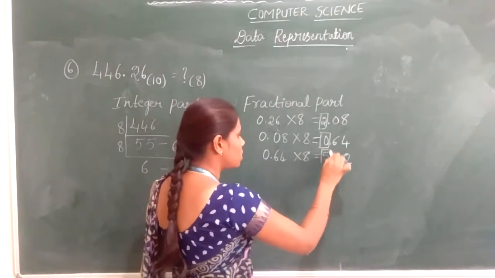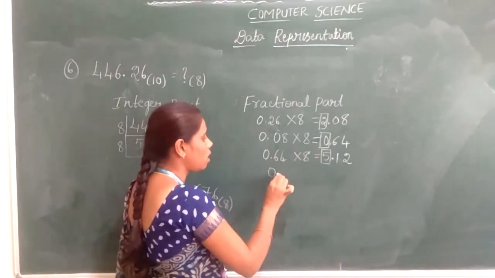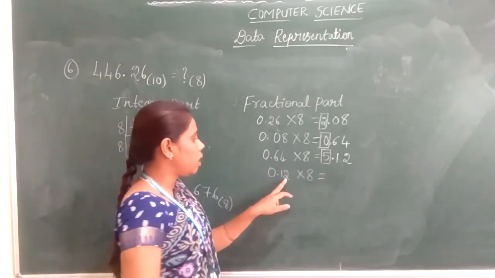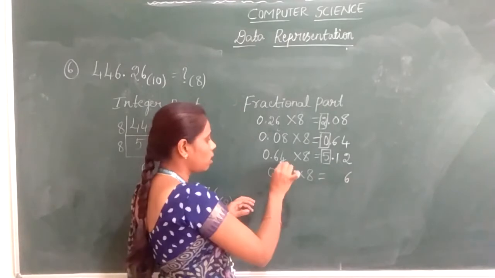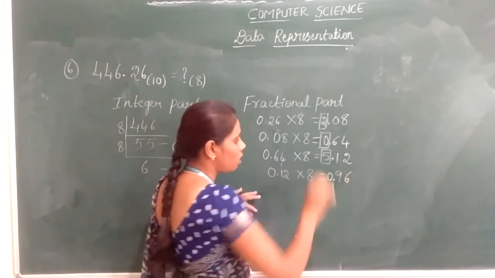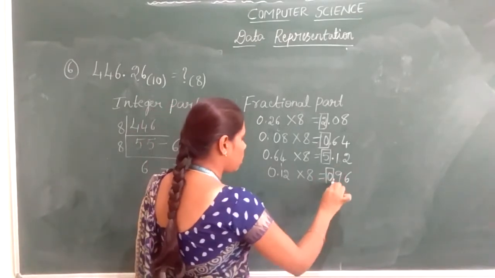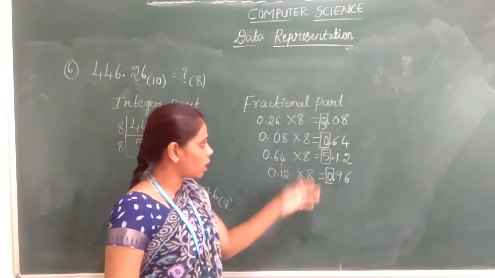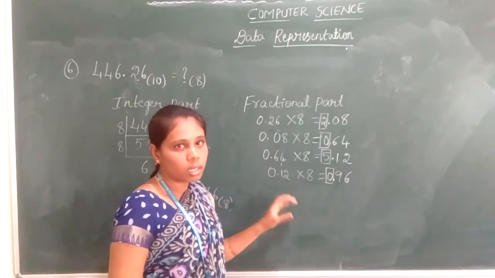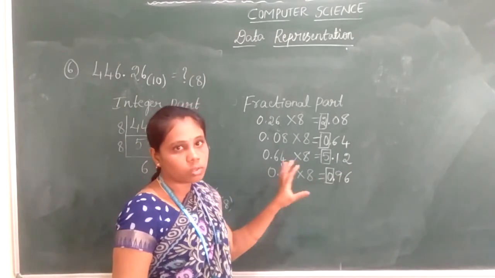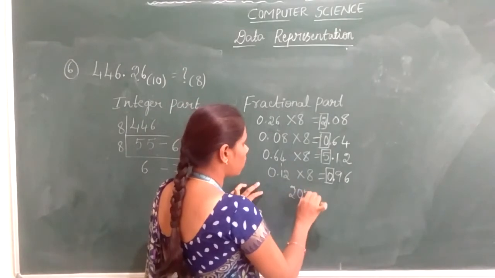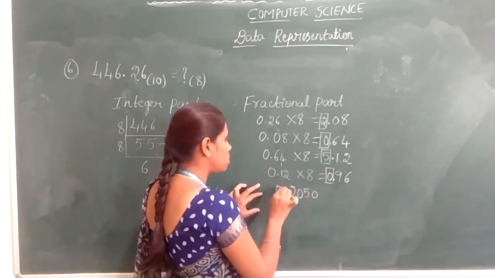Note down this integer part, consider only the fractional part and multiply it by 8. 8 2s are 16, 1 carry, 8 1s are 8 plus 1 is 9, it will become 0.96. So if you continue this process, you will not get the fractional part as 0. So in that condition, stop till here and take down the values from top to bottom, that is 2050.